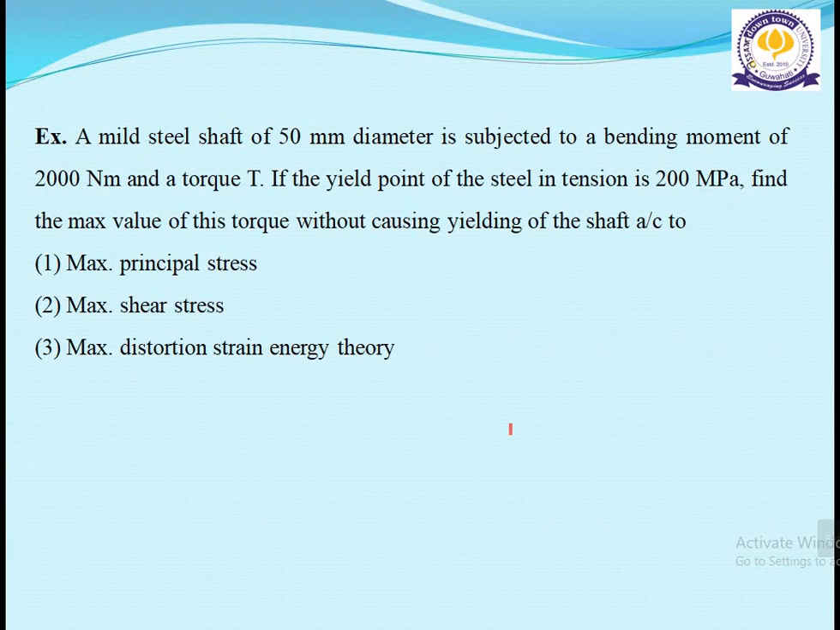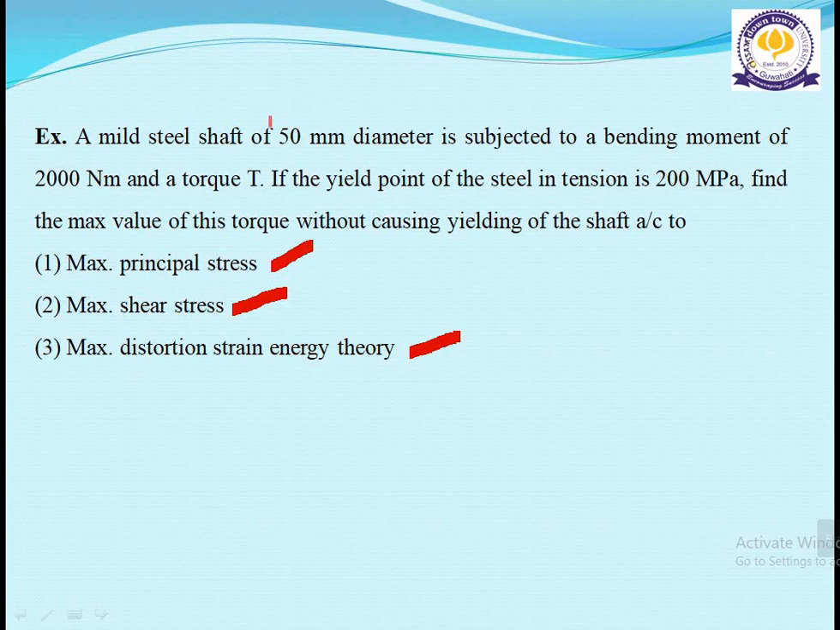Next, another problem. A mild steel shaft of 50 mm diameter is subjected to a bending moment of 2000 Newton meter and a torque T. If the yield point of the steel in tension is 200 megapascal, find the maximum value of this torque without causing yielding of the shaft according to number 1, maximum principal stress theory, number 2, maximum shear stress theory, and number 3, maximum distortion strain energy theory.